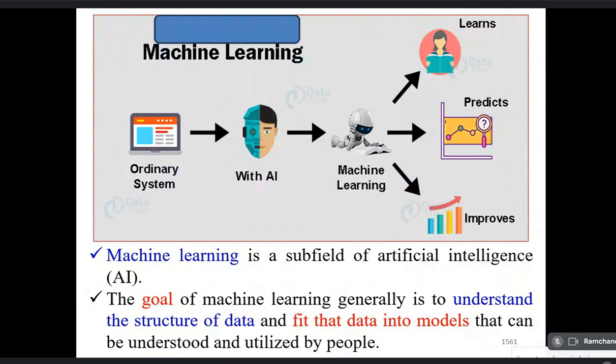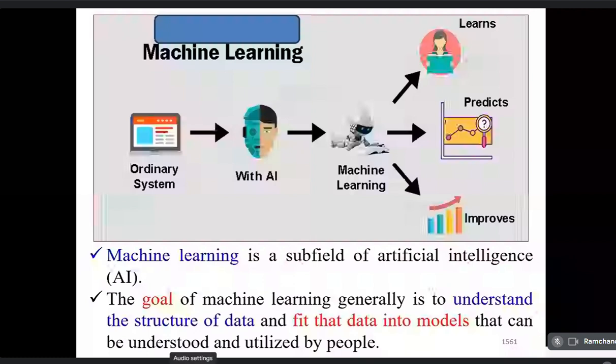Machine learning is a subfield of artificial intelligence. What is meant by artificial intelligence? Intelligent behavior in a machine, like science and engineering to develop intelligence based kind of applications. The goal of machine learning generally is to understand the structure of the data. What kind of data we are handling. Data, what is meant by data?